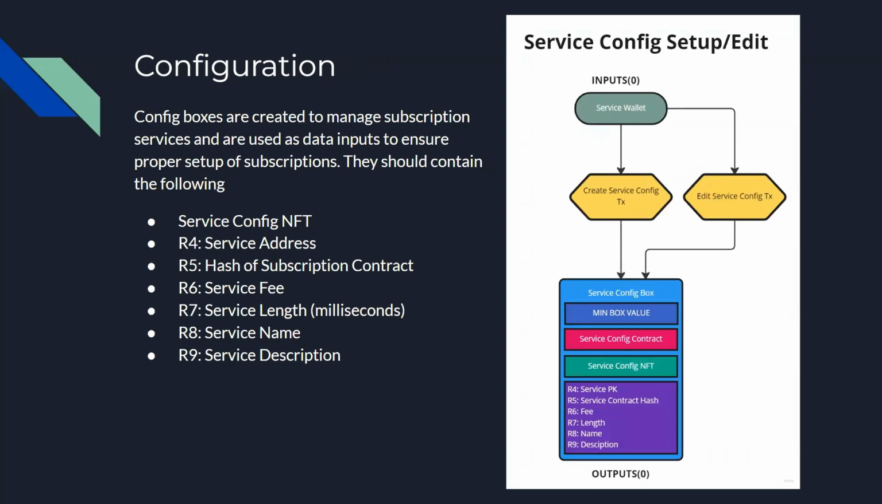So, configuration transaction. Config boxes were used to create and manage the subscription settings. They're used as data inputs to ensure the proper setup of subscriptions. They should contain the following: the service config NFT, which is minted during the creation. Service address, this is where payments will go, and this is also the address that's used to edit any of these settings. The hash of whatever subscription contract is being used.